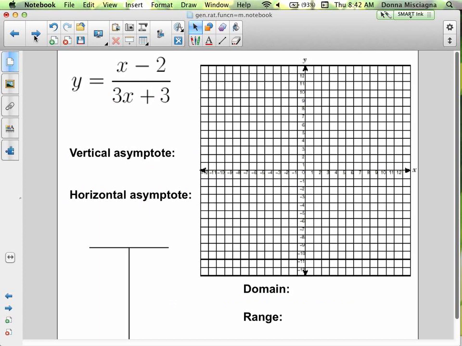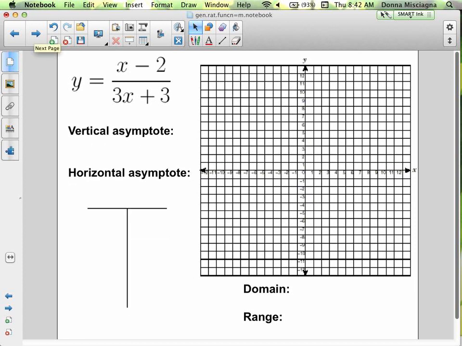All right, so here's our first one. We want to find the vertical asymptote. How do we find the vertical asymptote? What do I do to find it? It's like the very first step in your notes. Step number 1. Make the denominator equal to 0.